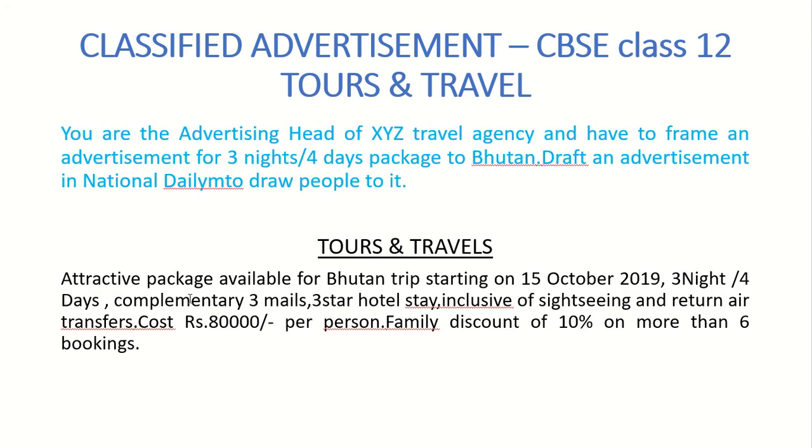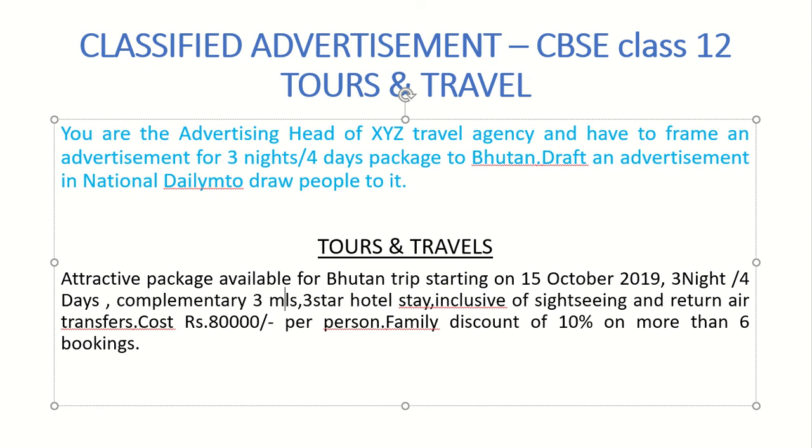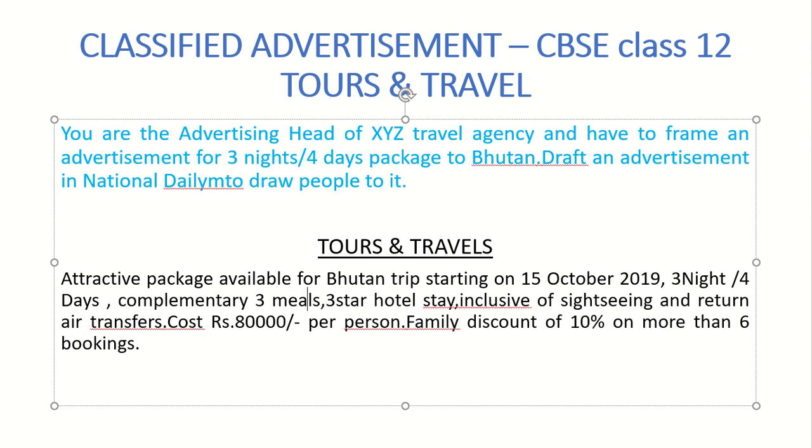Now let us see: Attractive package available for Bhutan trip. Where they are going: Bhutan. Starting on which date: this date. What is the attraction? It's for 3 nights and 4 days. And additionally, complimentary three meals. That is the facility they are going to give. And 3-star hotel stay inclusive of sightseeing and return air transfer. Cost is this per person, and family discount of 10% on more than 6 bookings. So this is the advertisement.